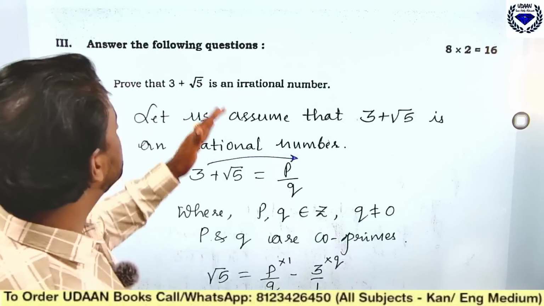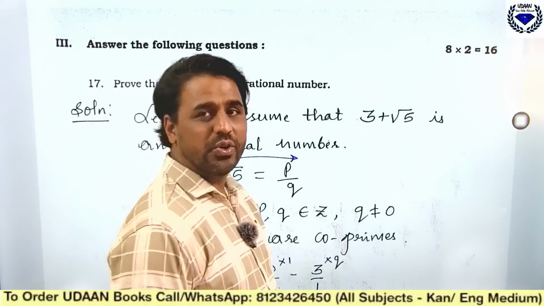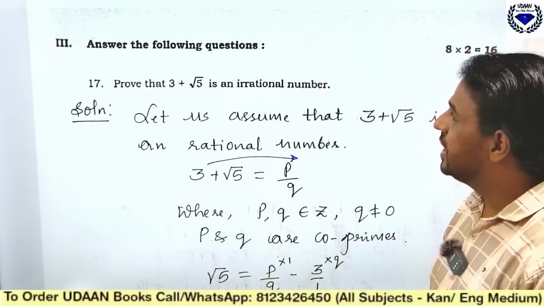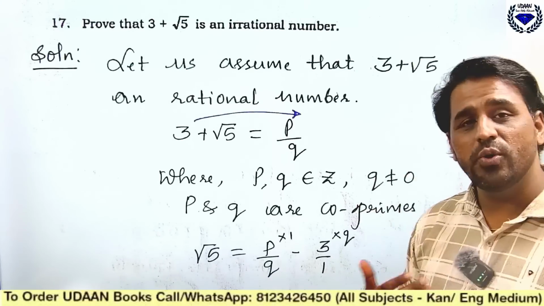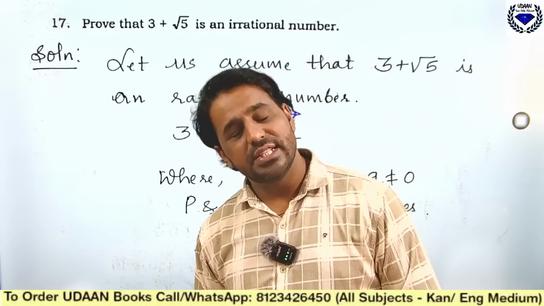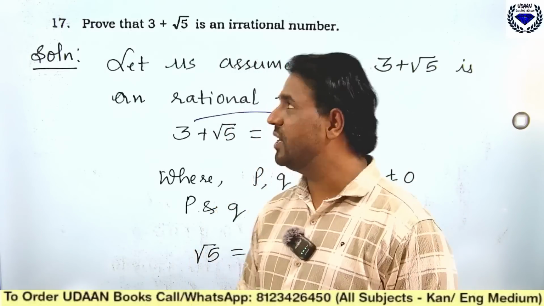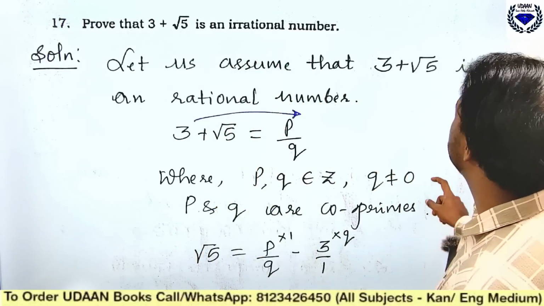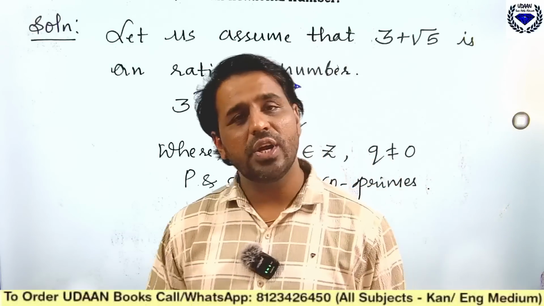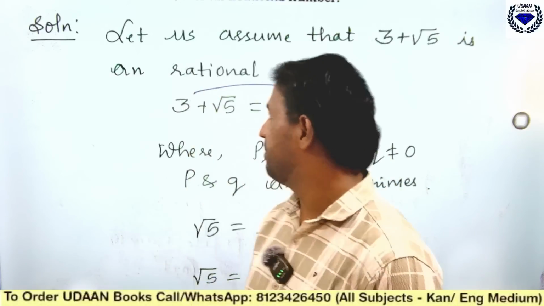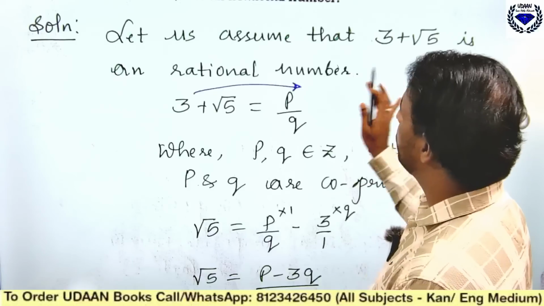Next, answer the following questions. So it is a total of 16 marks you will get. Prove that 3 plus root 5 is an irrational number. So how to prove that the given 3 plus root 5 is an irrational number? See, in order to prove that, let us assume that 3 plus root 5 is a rational number. First we should assume that 3 plus root 5 is rational.